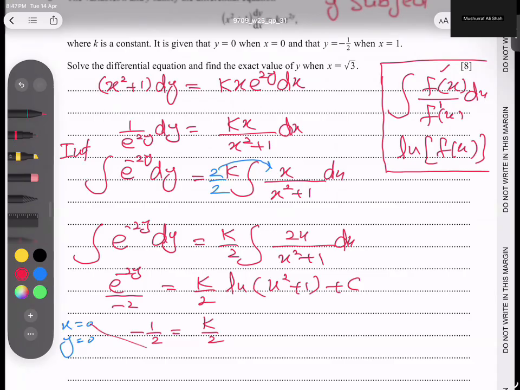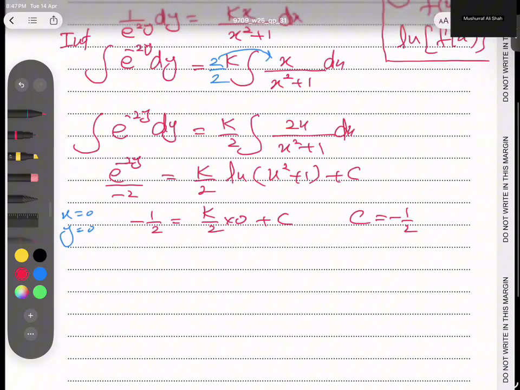When I plug in x to power 0, log of 1 is 0, so fully 0. It means this becomes 0, no need to waste time. And the c value is -half. So I'm going to plug that back into the equation here. I'm going to copy this complete equation and paste it below to save time. Just replace c by what? -half. So I think this part is clear.